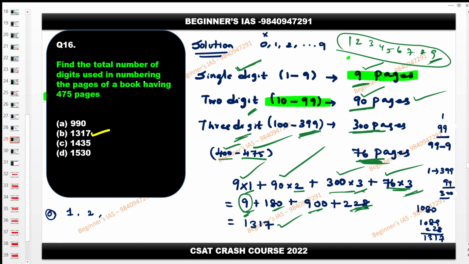Instead of calculating manually like 10, 11, 12, 13, it is quite difficult. Then what we are doing is finding the total number of 3 digit pages: 300 plus 76, totally 376 pages. Otherwise you would need to calculate 100, 101, 102, and so on, which is quite difficult. To avoid such calculation, we simply multiply 300 with 3 digits, and 76 with 3 digits, therefore 76 into 3.